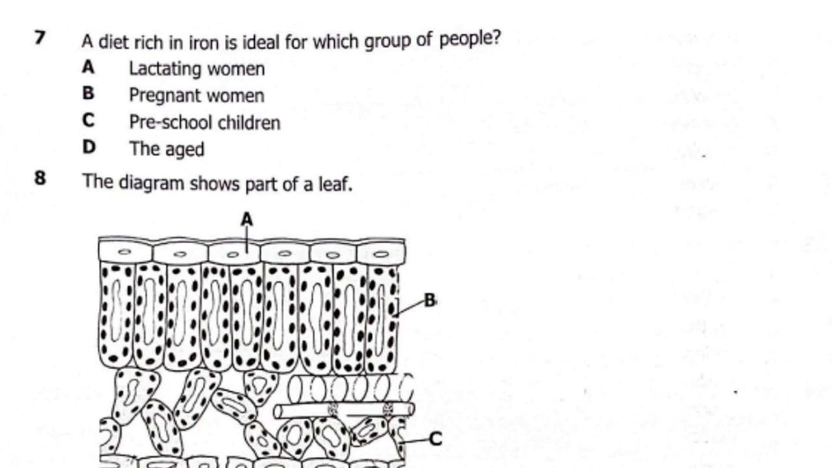Question 7. A diet rich in iron is ideal for which group of people? A. Lactating women. B. Pregnant women. C. Preschool children. D. The aged. The correct answer here is B. Pregnant women, because the developing fetus needs to produce red blood cells, so that's why pregnant women need the iron.